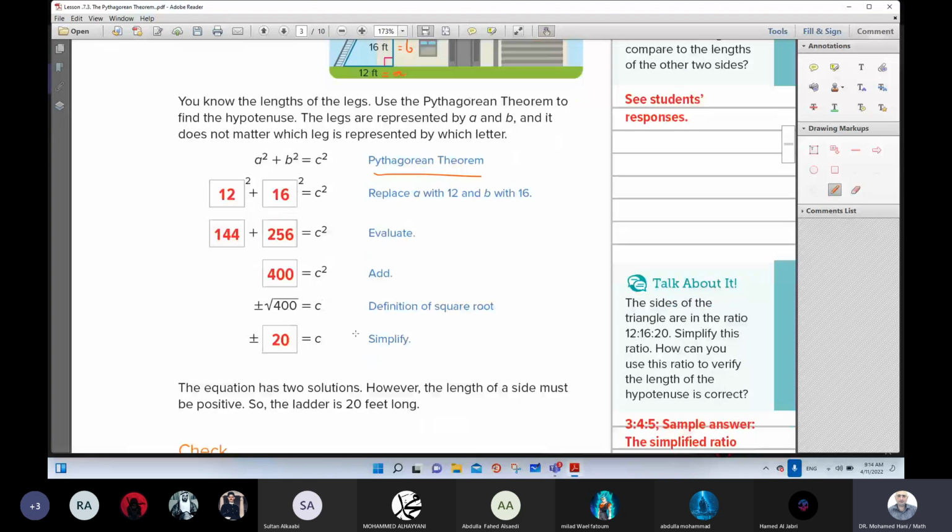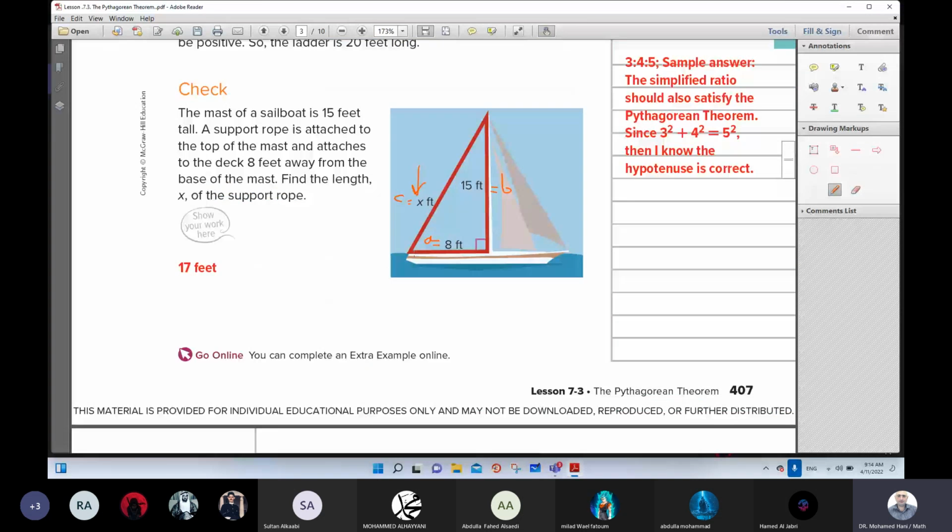And we want to find the hypotenuse. This is the missing value. This is C. How to find the missing value in the right triangle? We can use the Pythagorean theorem: A squared plus B squared equals C squared.